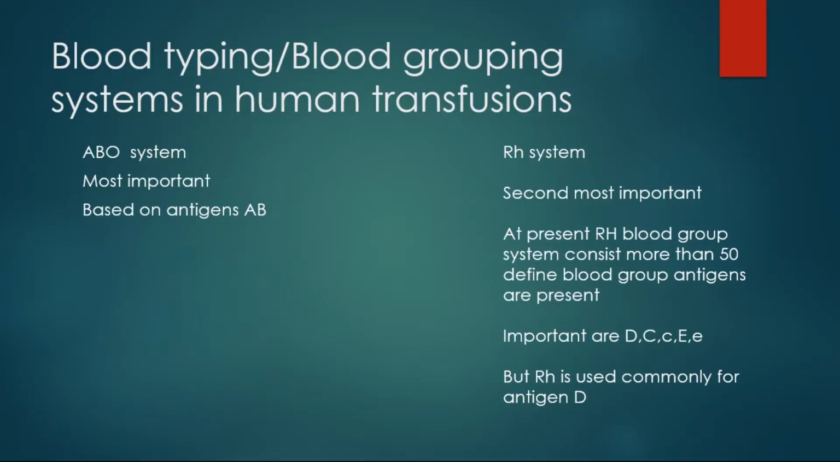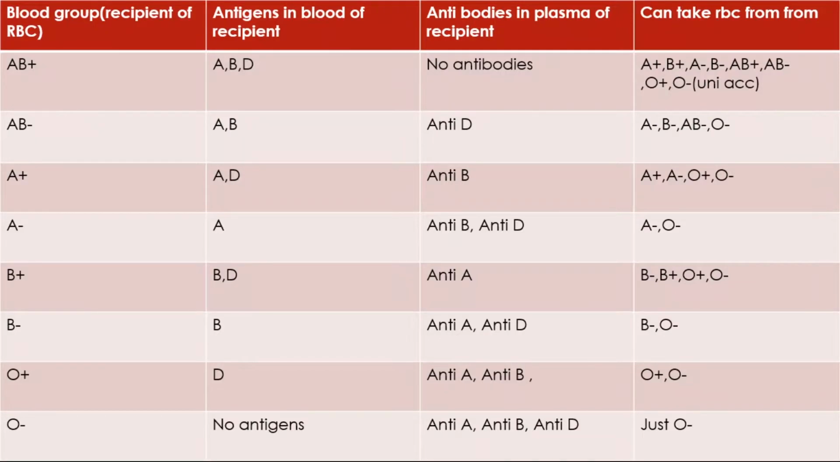As you know, there are two blood grouping or blood typing systems, the ABO blood grouping system and the RH blood grouping system. The ABO blood grouping system is the most important blood group system and is based on antigen A and antigen B. The RH blood group system is second most important, and there are more than 50 defined blood group antigens present in it, but only 5 are important, and the most commonly used antigen for RH blood grouping is antigen D. Let's see the cross matching of the RBCs.